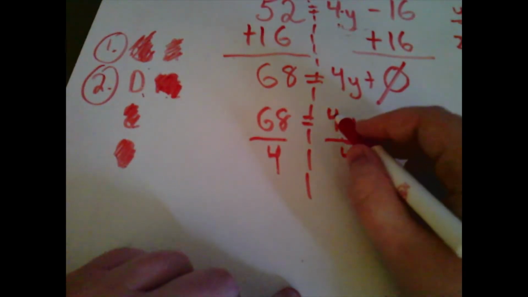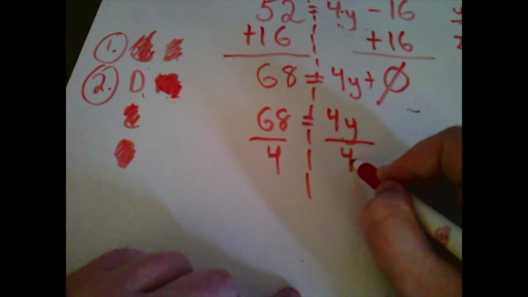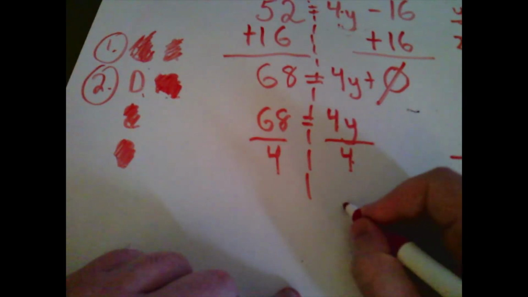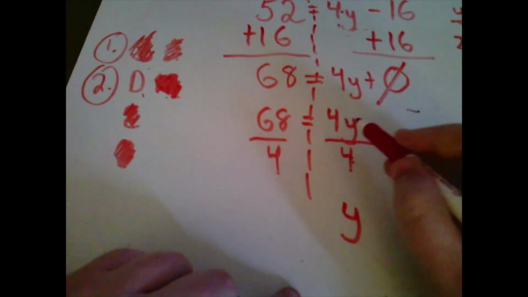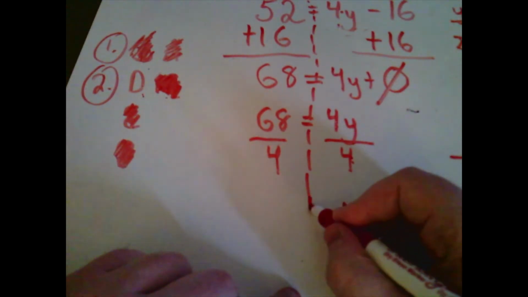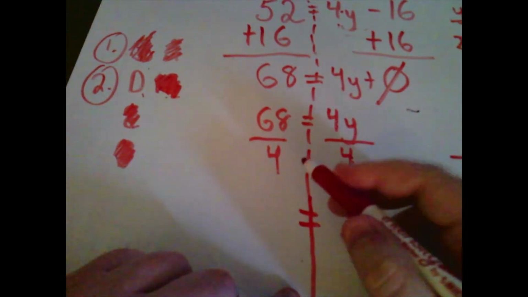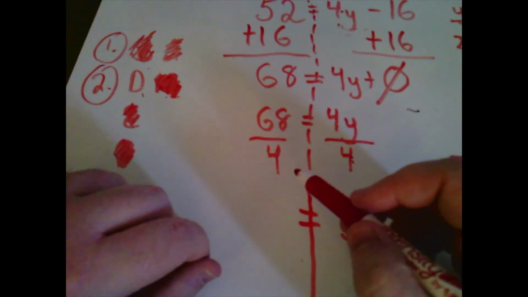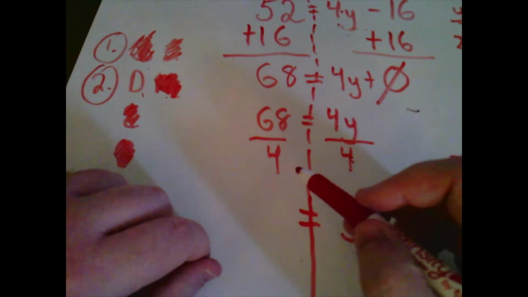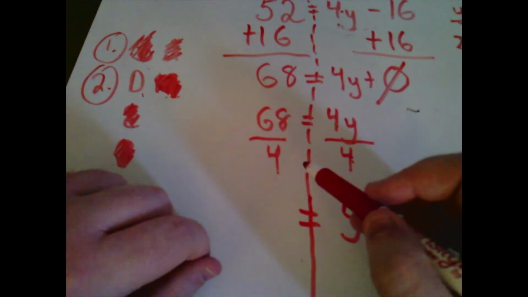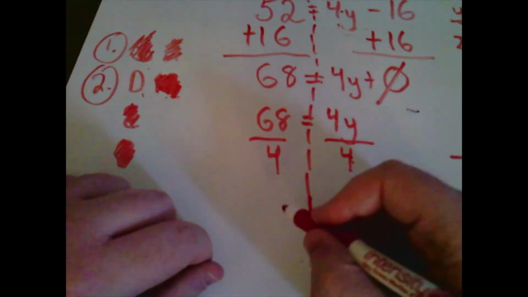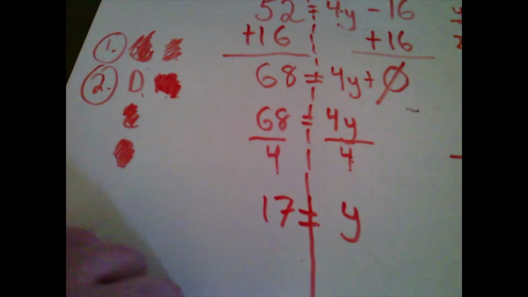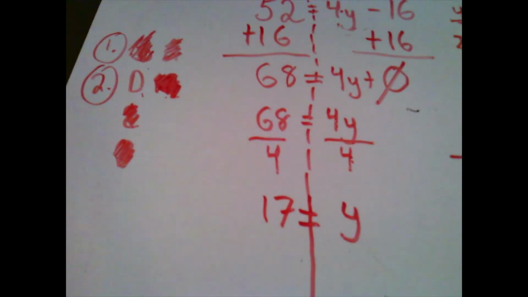All right. 4y divided by 4. Well, that is just going to be y. Right? 4 divided by 4 is 1. 1 times y is just y. We're left with y. Now, 68 divided by 4? Well, let's think about that for a second. 4 times 5 is 20. 4 times 10 would be 40. 4 times 15 would be 60. So this must be 17. 17 is equal to y.